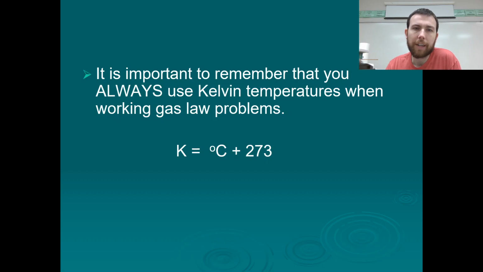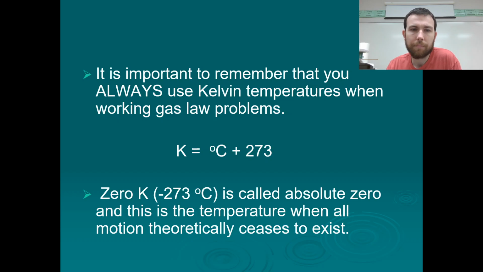And remember the conversion there: Kelvin equals the Celsius temperature, and just add 273 to it. And remember, 0 Kelvin, negative 273 degrees Celsius, is called absolute zero, and this is the temperature when all motion theoretically ceases to exist within a particle, right? You've probably heard that as heat death, because you've removed all of the thermal energy, and so we're causing particle motion to stop. Now, this is theoretical. We haven't actually achieved absolute zero in any lab conditions, but it's theoretical where all particle motion would stop.